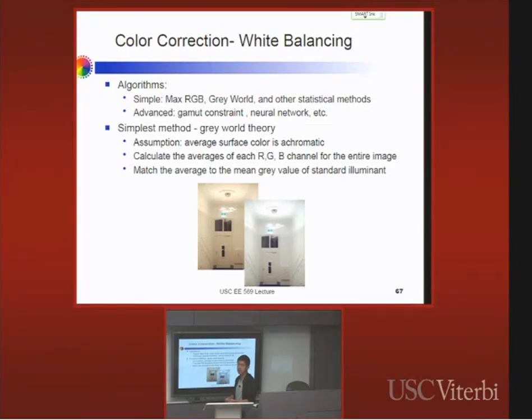For example, if you're taking a picture of a night sky, it's very dark, right? Only some stars are very light. If you take an average of that, it's going to be dark, but you don't want to match that with the average of the normal because it is a night sky picture. So there's definitely a problem with using the gray world theory.